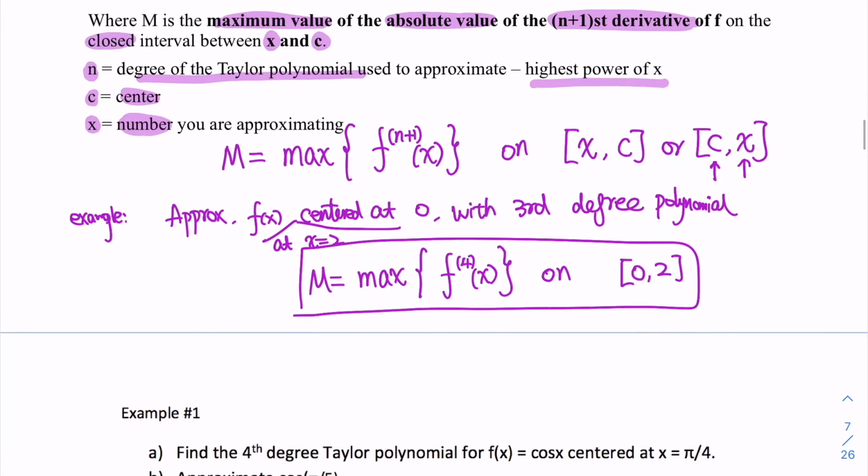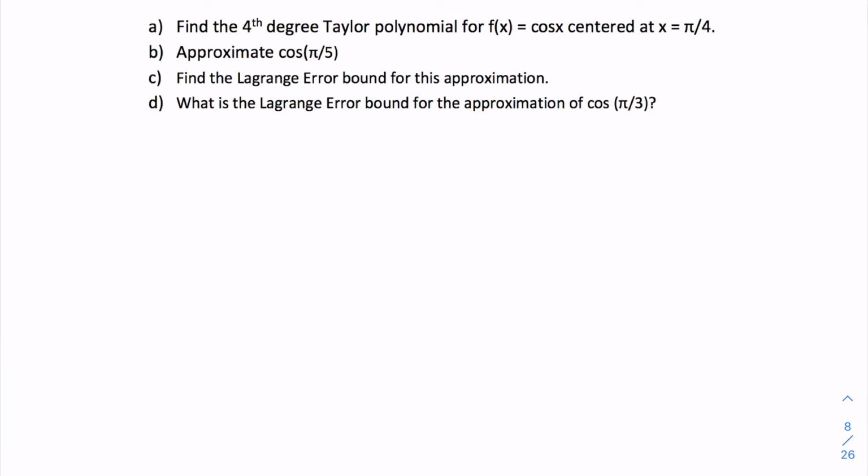Let me show you one example. Example 1: find the fourth degree Taylor polynomial for f of x equals cosine of x, centered at pi over 4. B, approximate cosine pi over 5. C, find the Lagrange error bound for your approximation. And D, what's the Lagrange error bound if we approximate cosine pi over 3. That said, before you do the problems, you better write the formula down first.